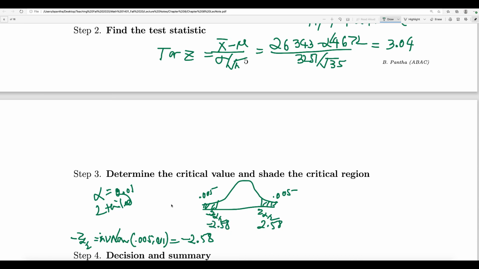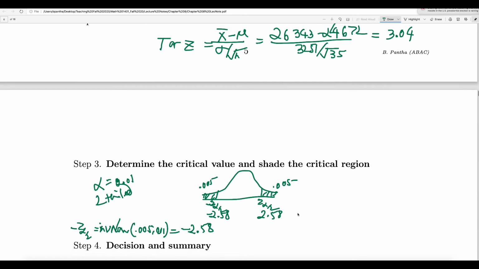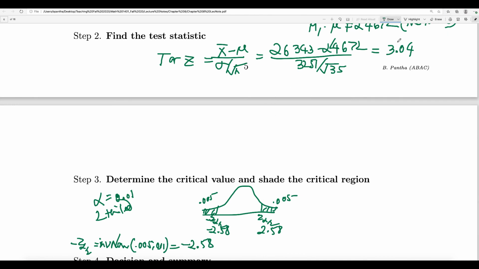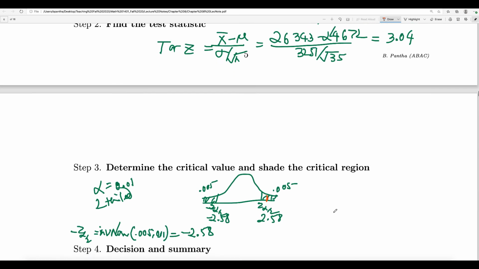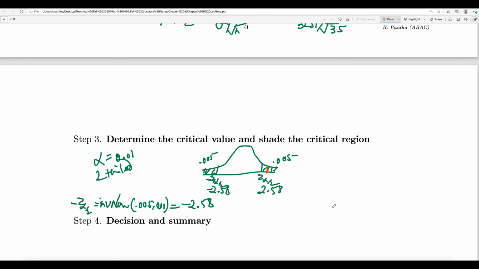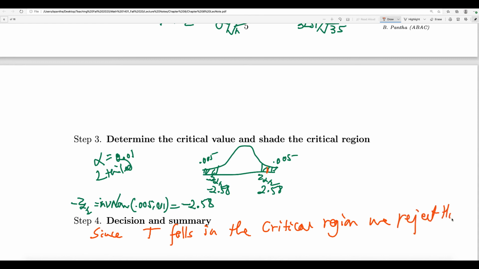Now based on the critical value method, I want to write the decision. How do I write the decision? You check if the test value falls in the shaded region or not. The test value is 3.04, and 3.04 is bigger than 2.58, right? So it falls in the shaded region, meaning we reject the null hypothesis. These values are called critical values and the shaded region is called the critical region. If it falls in the critical region, we reject H0. So what is the conclusion? We reject the claim.